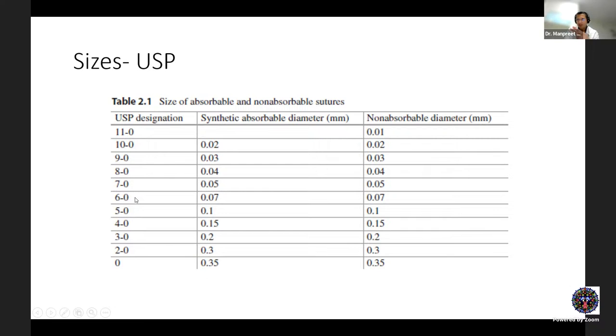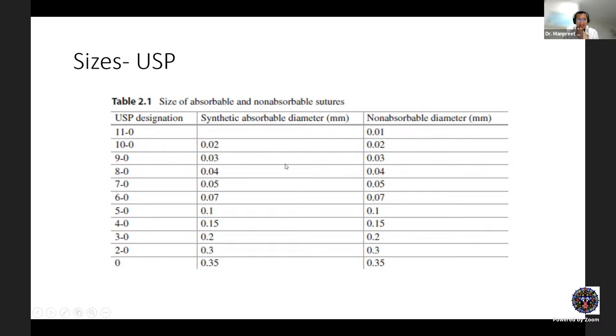50 is also important for buccal surgeries. 70 and 80 for suturing conjunctiva, wound, and glaucoma filtration surgeries. 90 and 10-0 for suturing cornea and scleral fixation IOLs. 11-0, I don't know.